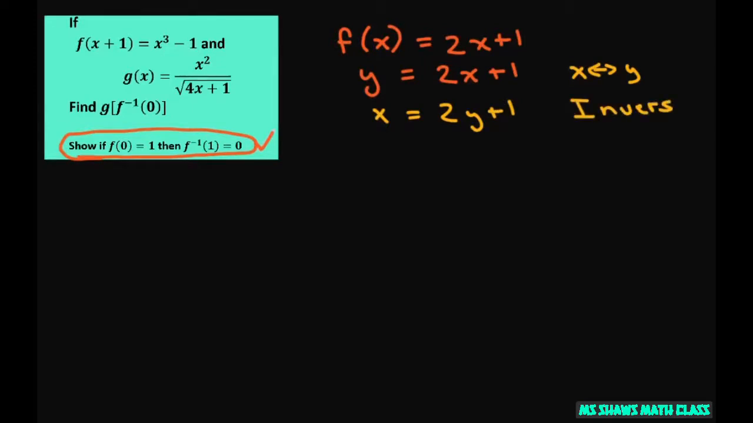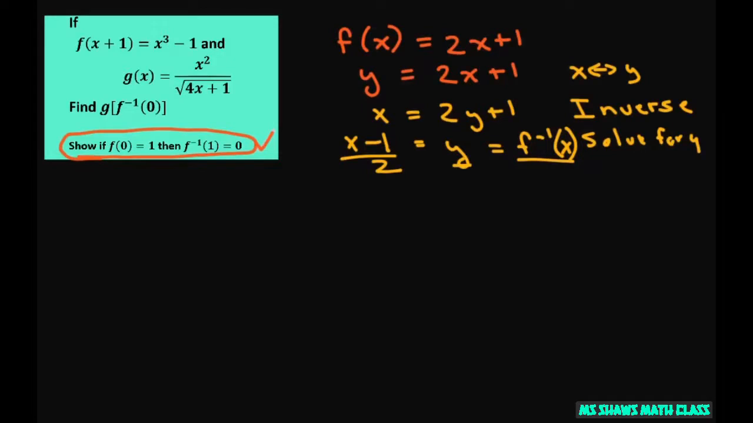So now we want to solve for y or make y the subject. So I'll just put solve for y. So you subtract the 1, and then you'll have 2y and divide by 2. So that gives you your y. This is your f inverse. All right. If you want to solve it for that.